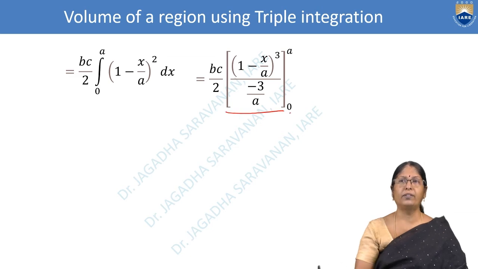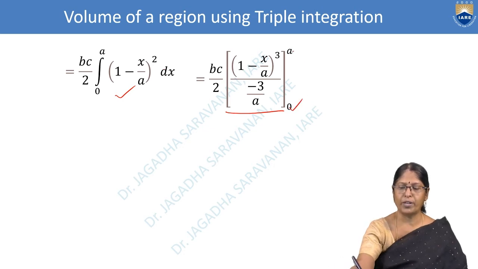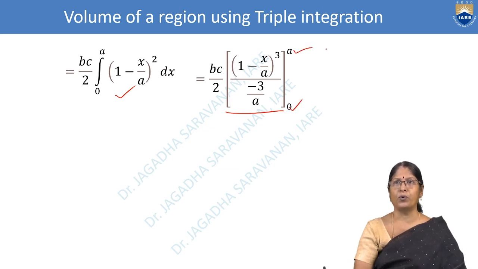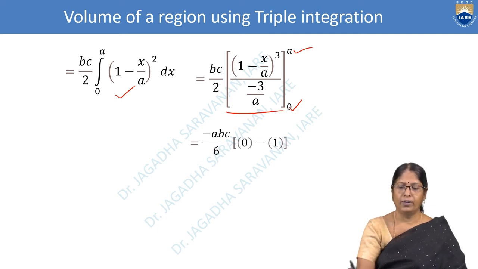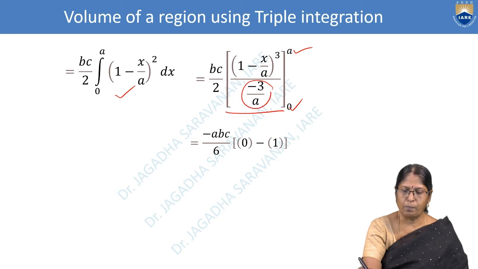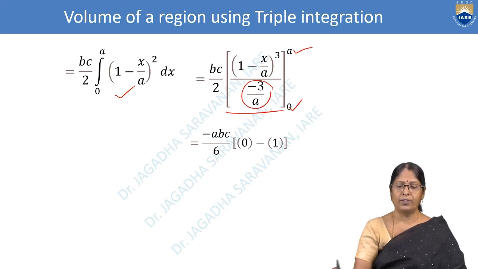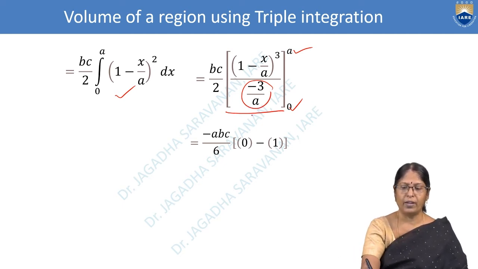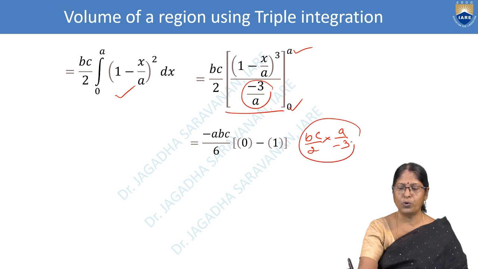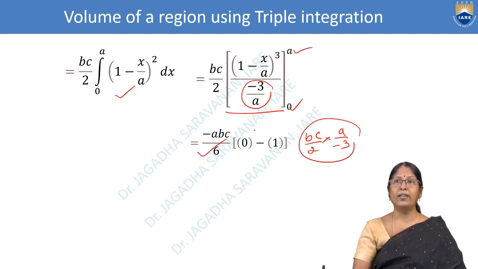So we completed the integration part for our outermost also. Only the leftover is the limits we have to apply. So the limits applying here, this minus 3 by a is there. We are just bringing it outside, it has become BC by 2 into A by minus 3. So put together it has become minus ABC by 6.